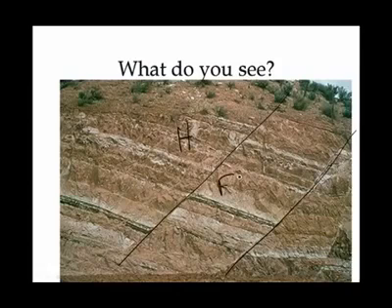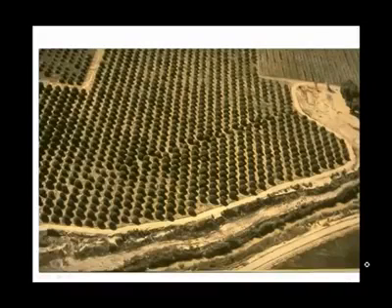Hanging wall, footwall. Hanging wall went down relative to the footwall. That's a normal fault. We're looking down in this picture at the DeRose Vineyard near Hollister, California, and you can see definite movement of the vines from one side to another. So that is the San Andreas Fault with its right lateral strike-slip movement.